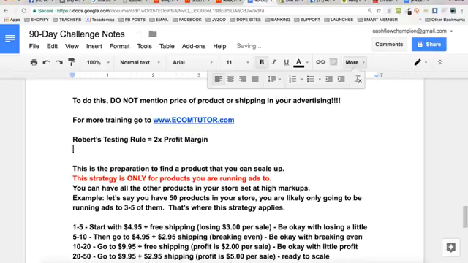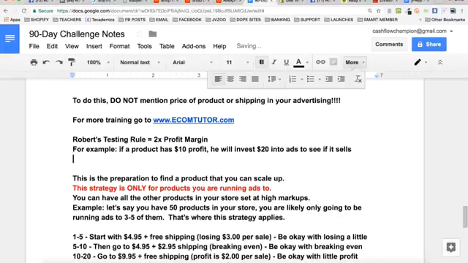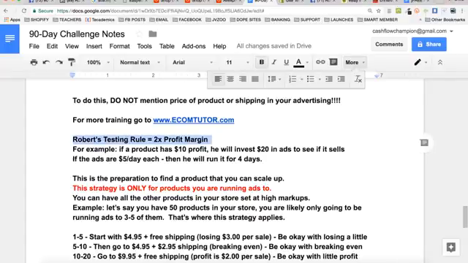Okay, Robert's testing rule is 2 times profit margin. For example, if a product has $10 profit, you will invest $20 into ads to see if it sells. Pretty simple, right? If the ads are $5 a day each, then he will run it for 4 days. If they are $10 a day each, he'll run for 2 days. Whatever it might be, it's essentially $20. If the product has $20 in profit, he will run $40 in ads. Does that make sense, you guys? It's a valuable little technique right there.